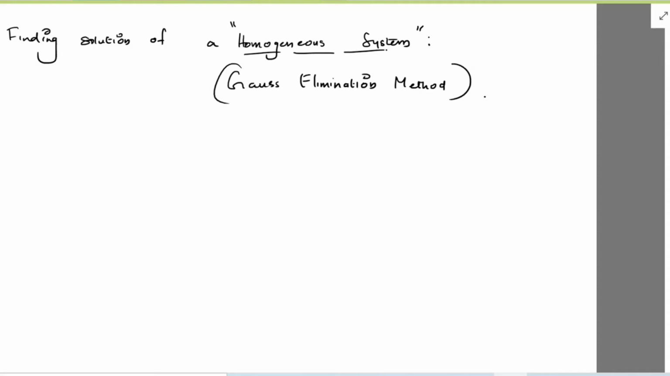A set of homogeneous equations. What are homogeneous equations? The equation which is of the form Ax equal to 0, that is, all the constant terms are 0. Such type of equation is called a homogeneous system. So, an equation which is of the form Ax equal to 0 is called a homogeneous system.